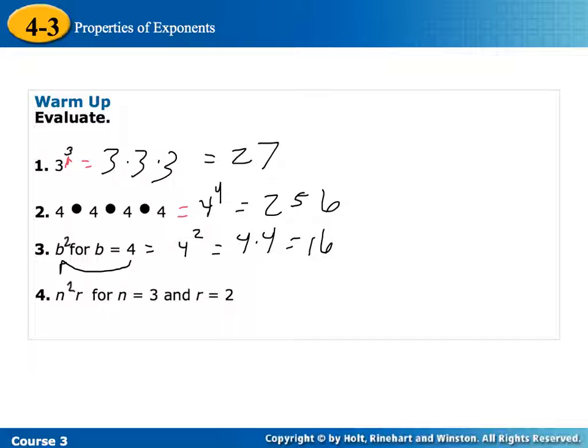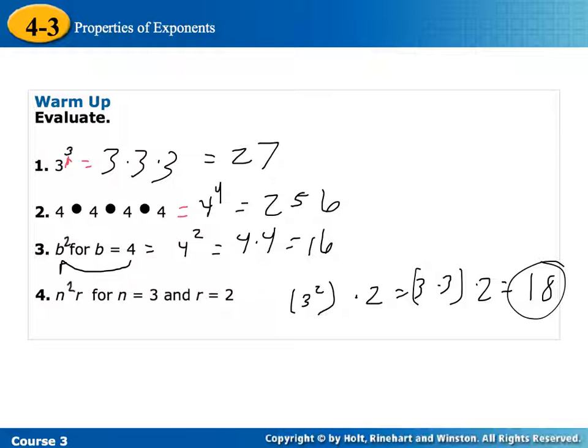All right. Next one, the last one, you would take n to the second times r. What is happening between n to the second and the r? Multiplication. So when we do this, I want you to plug in numbers first. I want to take 3 to the second, then take that answer and multiply it by 2. So 3 to the second is 3 times 3, and then I'm going to multiply that answer by 2. 3 times 3 is 9, times 2 is 18. 18 for that final one.